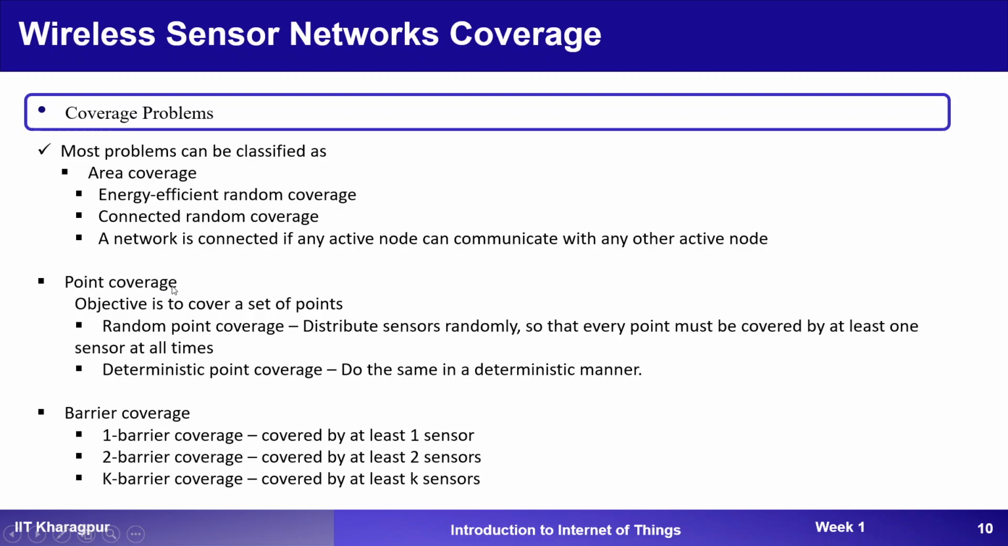Now the point coverage. In point coverage, the objective is to cover a set of points. It can be random point coverage or deterministic point coverage. Now the third one is barrier coverage. Barrier coverage can be one barrier coverage, two barrier coverage, or K barrier coverage. One barrier coverage means at least one sensor is enough to cover that barrier area. However, in two barrier coverage, at least two sensors are required to cover that area. And in K barrier coverage, at least K sensors are required to cover that area.